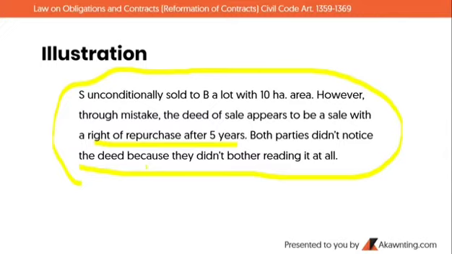Okay. So, if ever after 5 years, si S, bigla niyang nabasa yung instrument. Meron pala akong right of repurchase dito ha. I-exercise ko nga, okay? So, tinatry niyang i-exercise, okay?